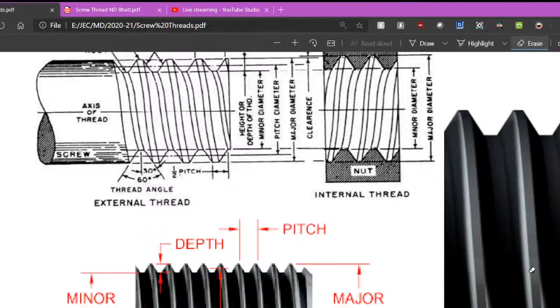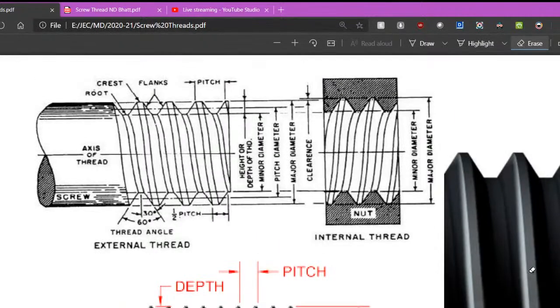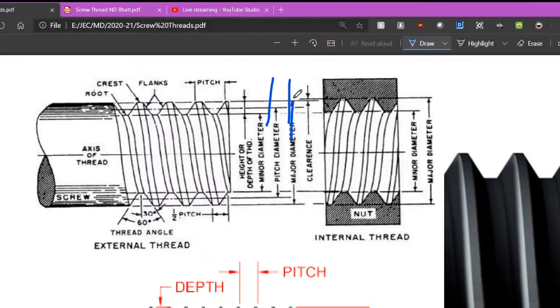So here you see the height or depth of the threads that have been discussed. This one is the minor diameter, pitch diameter, major diameter, and this is the clearance. When we engage the thread to another thread, there should be some clearance so that there is no locking, and that is called clearance.